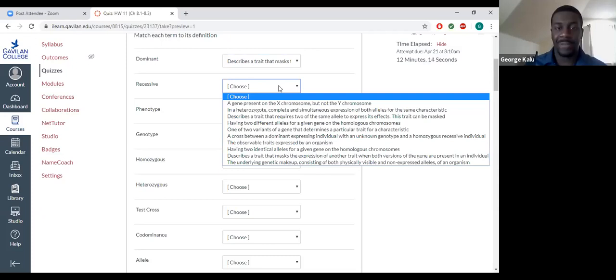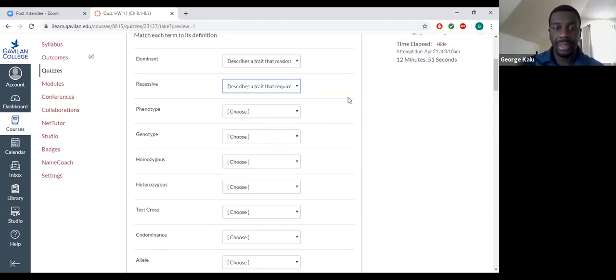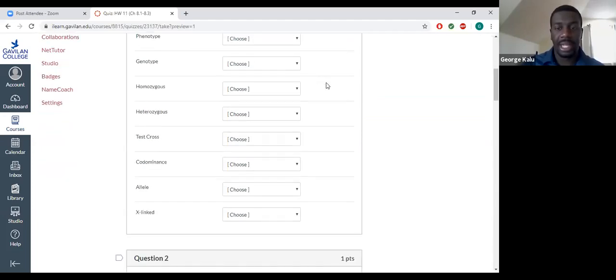Then we have recessive. So how would we define something that is recessive? So yeah, a trait that can be masked, right? So in order for us to see a recessive trait or a recessive phenotype, we need two copies of the recessive allele. Okay, it's not enough to just have one because the dominant one will mask it. Okay? So you need two copies of the recessive trait or the recessive allele in order to see its effects. Perfect. Good. All right. Next one.